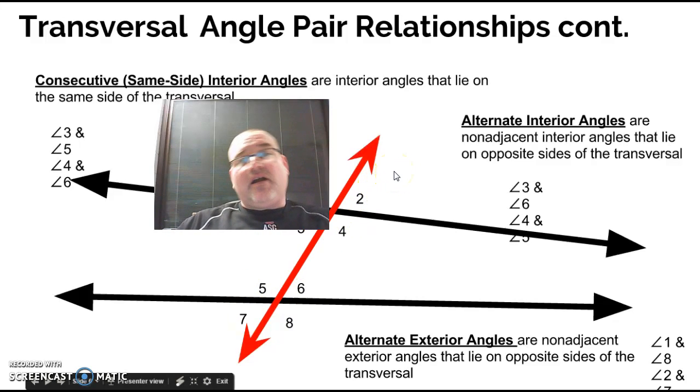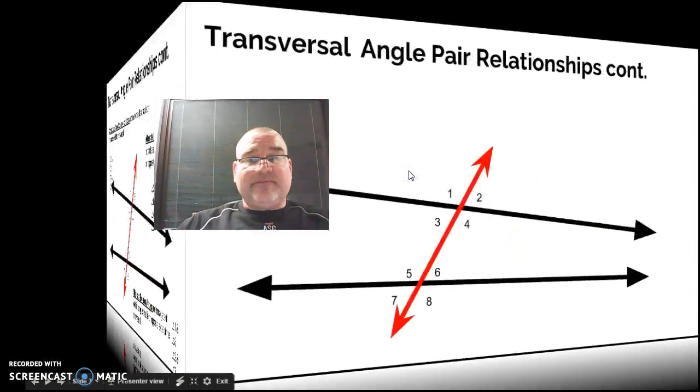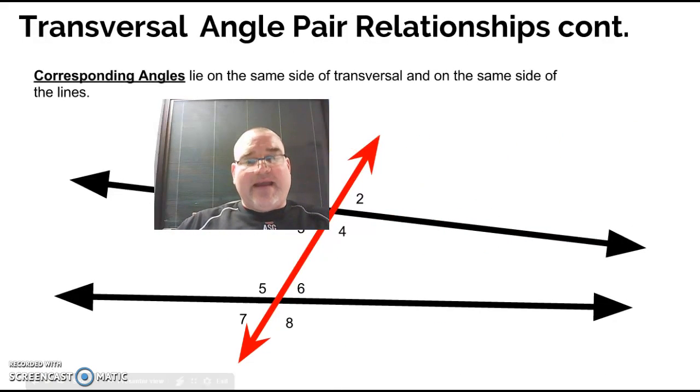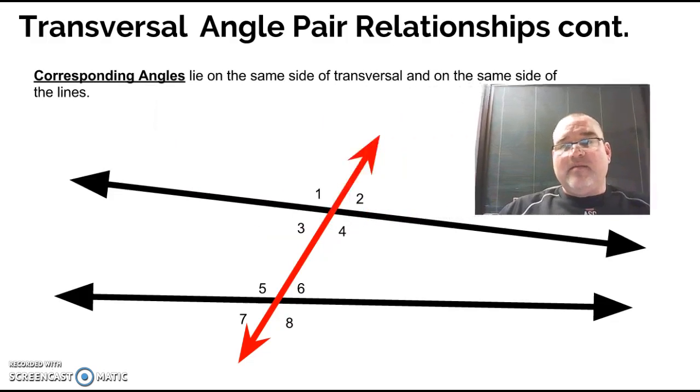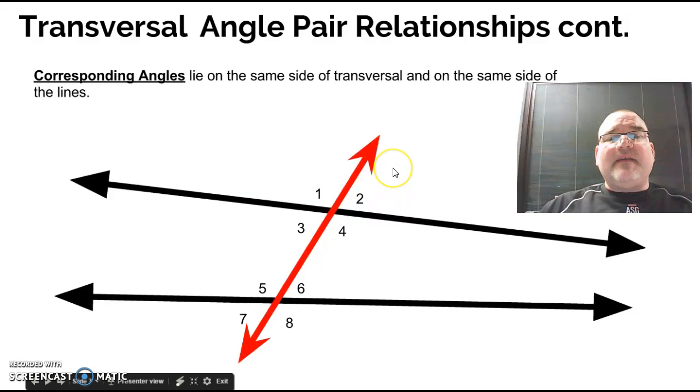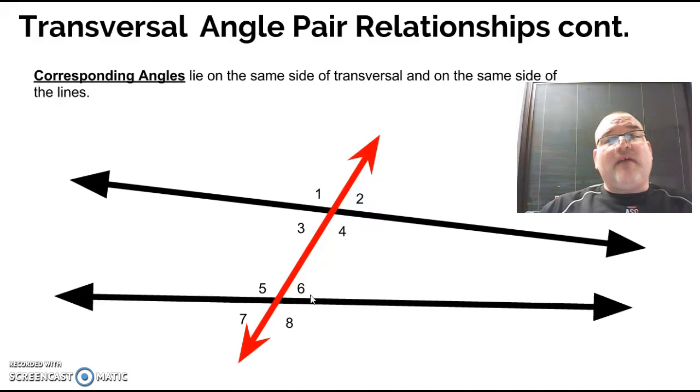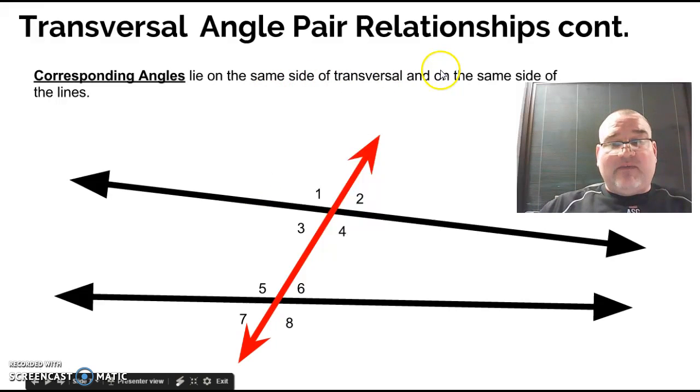One more special pair to talk about in this lesson, and it's these. Corresponding angles. Let me get out of the way here. They lie on the same side of the transversal and on the same side of the lines. Corresponding angles, think about this. Imagine if we picked up these two lines and put them on top of each other, what angles would fall on top of each one? Same side of the transversal, same side of the lines.